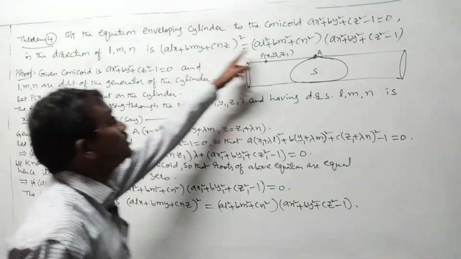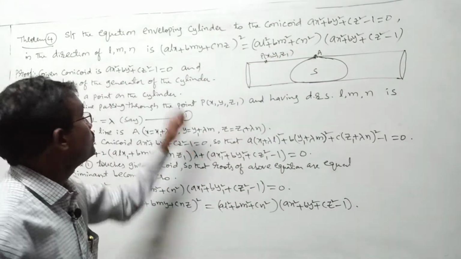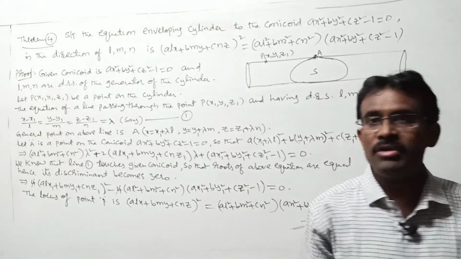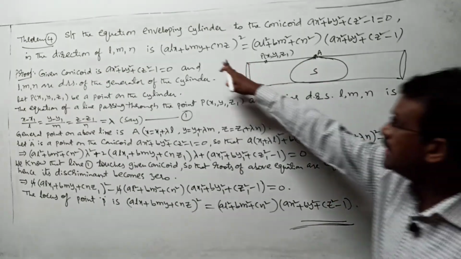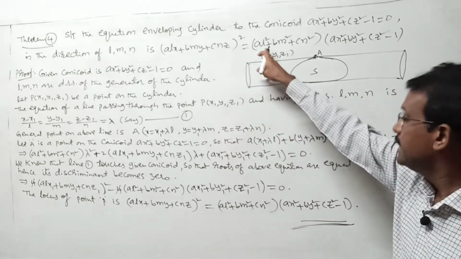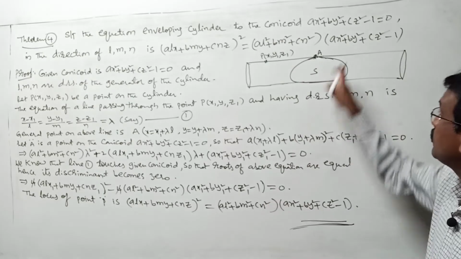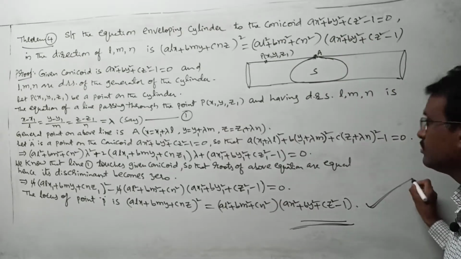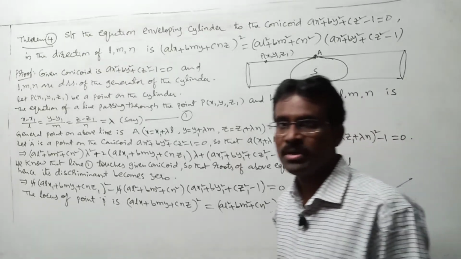Is this the equation or not? This will be your equation of the enveloping cylinder. This is the equation of the enveloping cylinder: (alx plus bmy plus cnz) whole square equal to (al square plus bm square plus cn square) into (ax square plus by square plus cz square minus 1). This is about your theorem number 4.